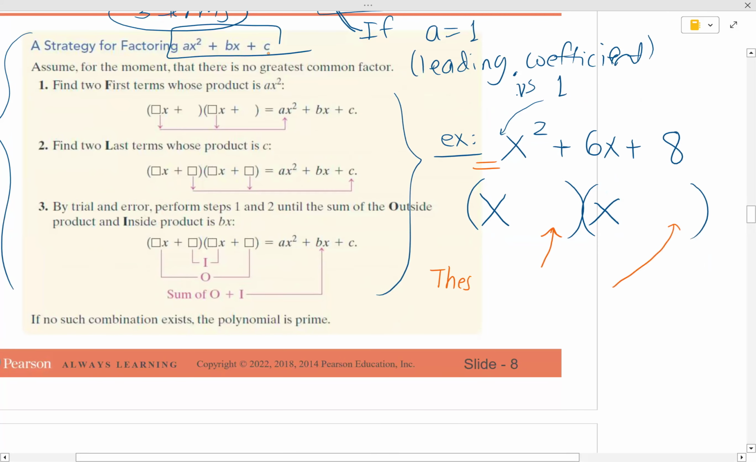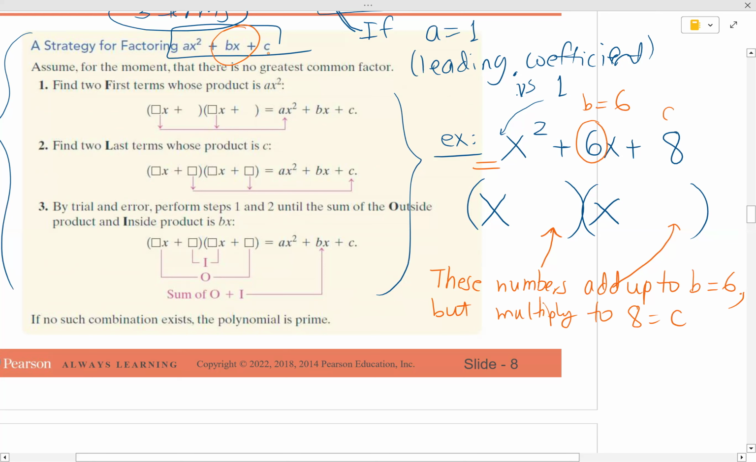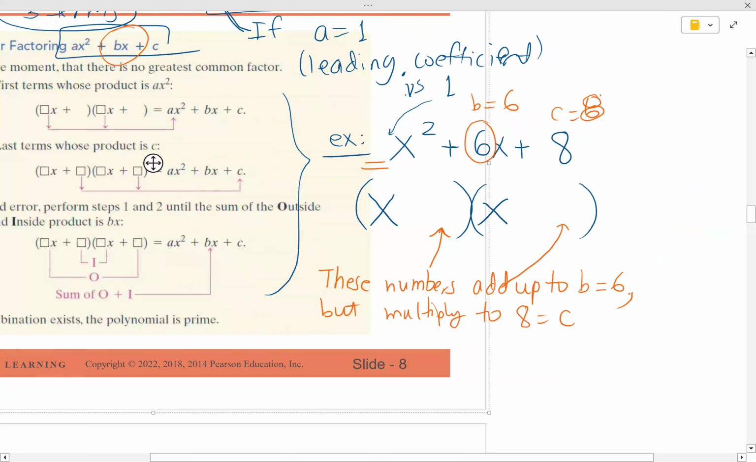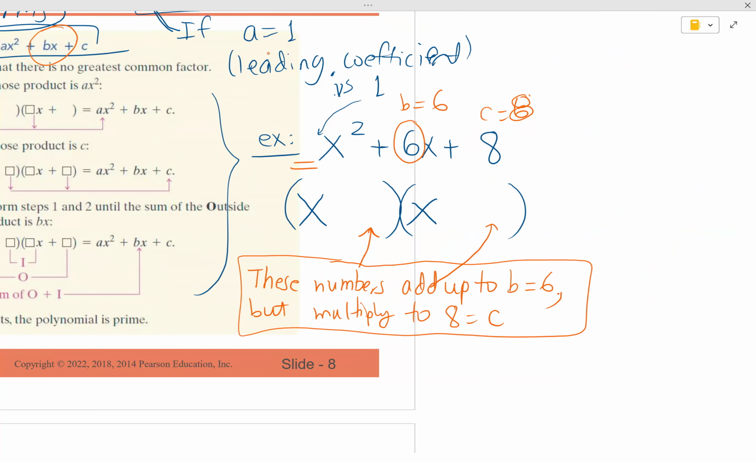These numbers, whatever they are, add up to this middle term, 6. B is 6, because here they're calling the middle term bx. In this example it's 6, but in other examples it could be something else. They add up to that, but multiply to 8, which is C. Oh, dang it, I didn't write 8, I wrote 6. Okay, so that's the key. Those two stipulations, they have to add up to this and multiply to that. Only one combination should work.